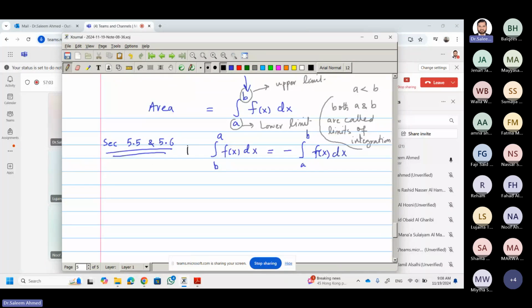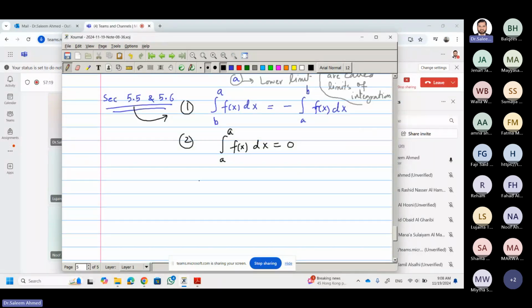This is one of the properties. These are given in section 5.5. Another property: if you go from a to a, if the limits of integration are the same, it means you don't cover any area. It will always be zero. If you have not started walking, you are not covering any distance. So it's zero.